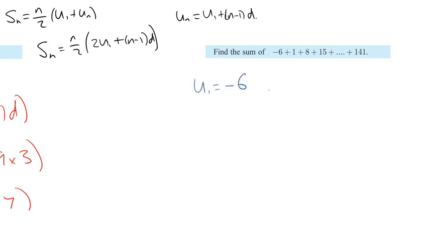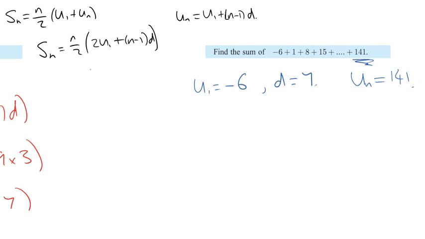u1 is equal to minus 6. We have the common difference, well, that is 7 on this occasion. Now, interestingly, we also have the last term, so we have the nth term. We know un is equal to 141. But the problem here is that we have not got n. We don't know how many terms are in our list.